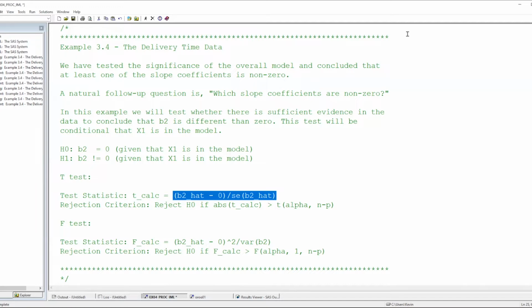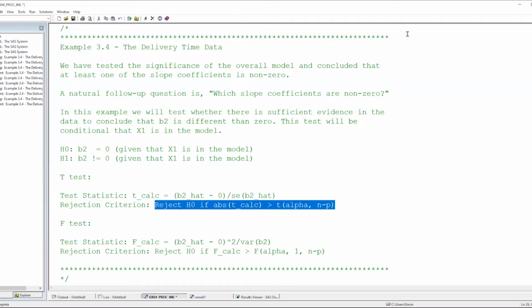That's how we calculate the test statistic. The rejection criterion is to reject the null hypothesis if the absolute value of t-calc is greater than the upper alpha percentage point of the t-distribution with n minus p degrees of freedom. In this case, n is 25, p is 3 in the unrestricted model, and so we would have 22 degrees of freedom for this test.